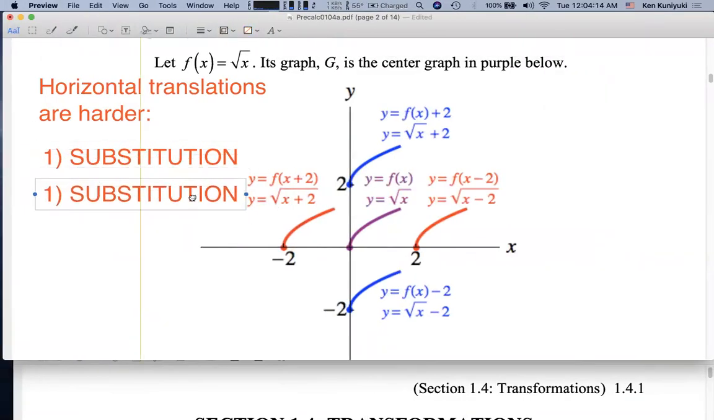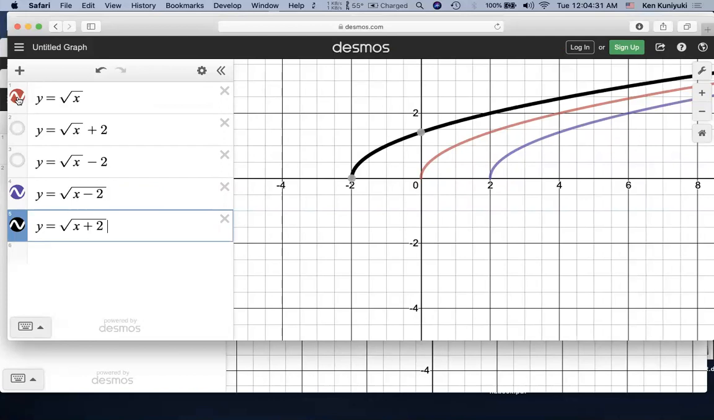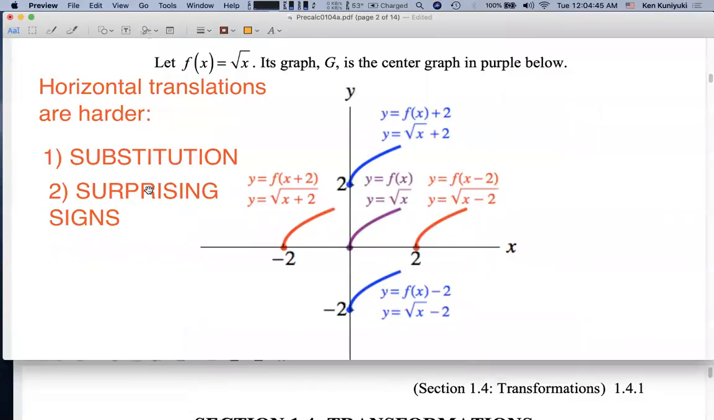Second, the signs surprise. Surprising signs. Because again, to shift right, you go from y equals root x to y equals root x minus 2, not x plus 2. The sign surprises you. Likewise, to shift left, you substitute the x with not x minus 2, but x plus 2. So these are two key reasons why horizontal translations are harder. They involve a substitution. You're substituting or replacing the x, and you have surprising signs.